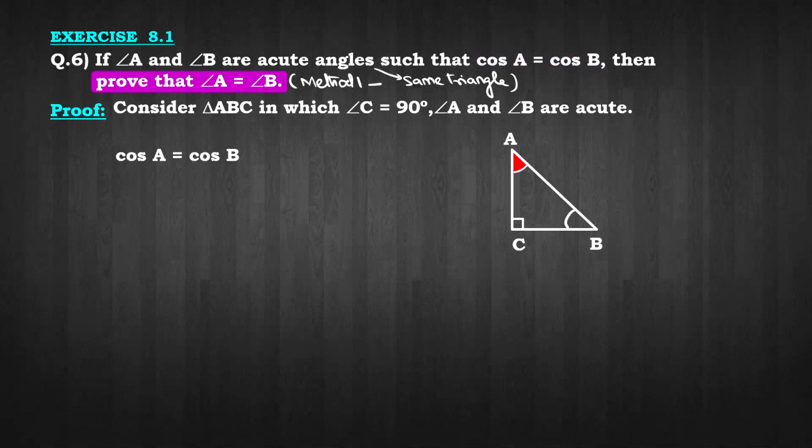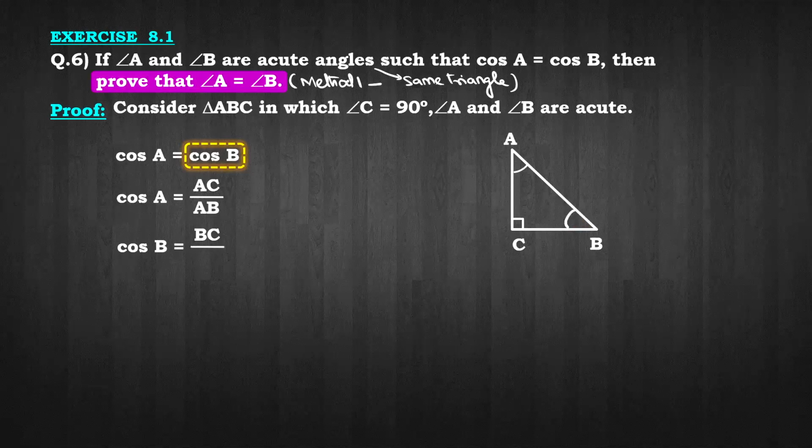Now what is cos A, my dear friends? Cos of angle A means adjacent side divided by hypotenuse, that is AC by AB. What about cos B? For cos B, BC is the adjacent side, obviously AB is the hypotenuse. So cos B is equal to BC divided by AB. But cos A is equal to cos B.